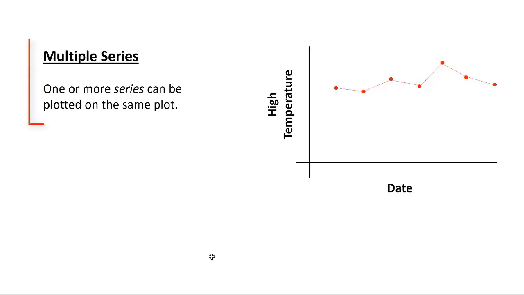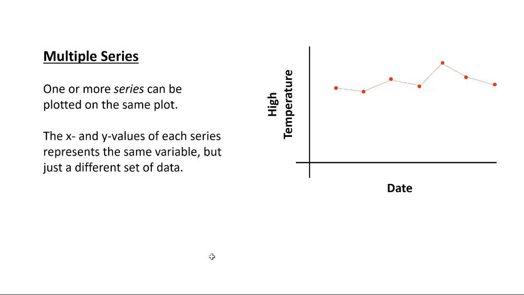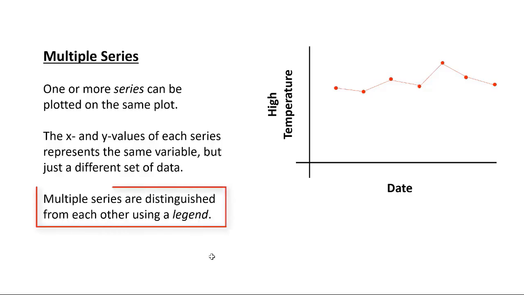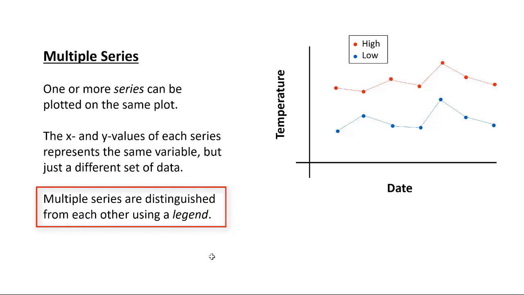We can add multiple series on a single plot. This red line here is a series. This is the high temperature, but maybe we wanted to add in the low temperature. In order to add in multiple series onto the same plot, the X and Y values have to represent the same variable. They can be different, for example, high temperature and low temperature, but they are both temperatures. The multiple series are distinguished from each other using a legend.